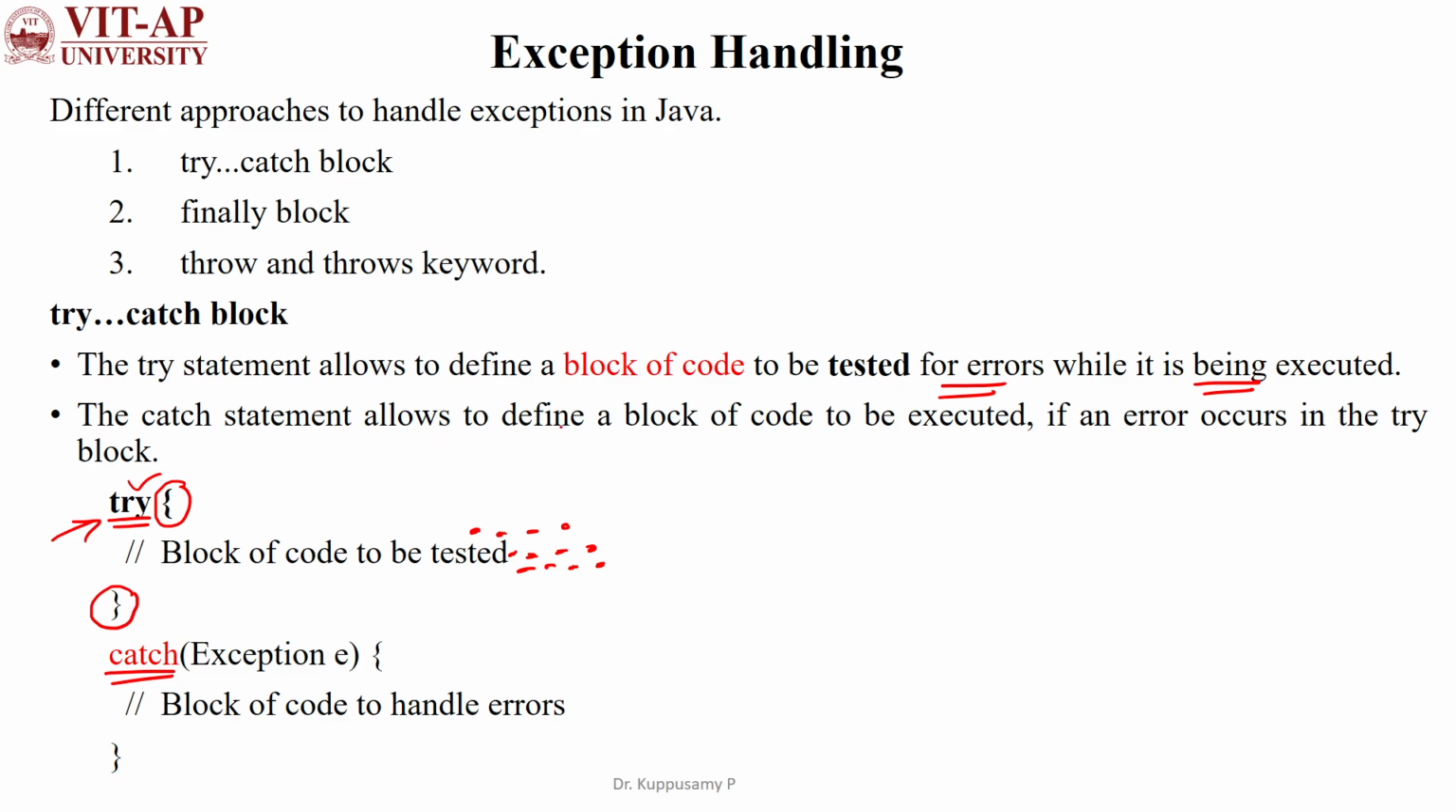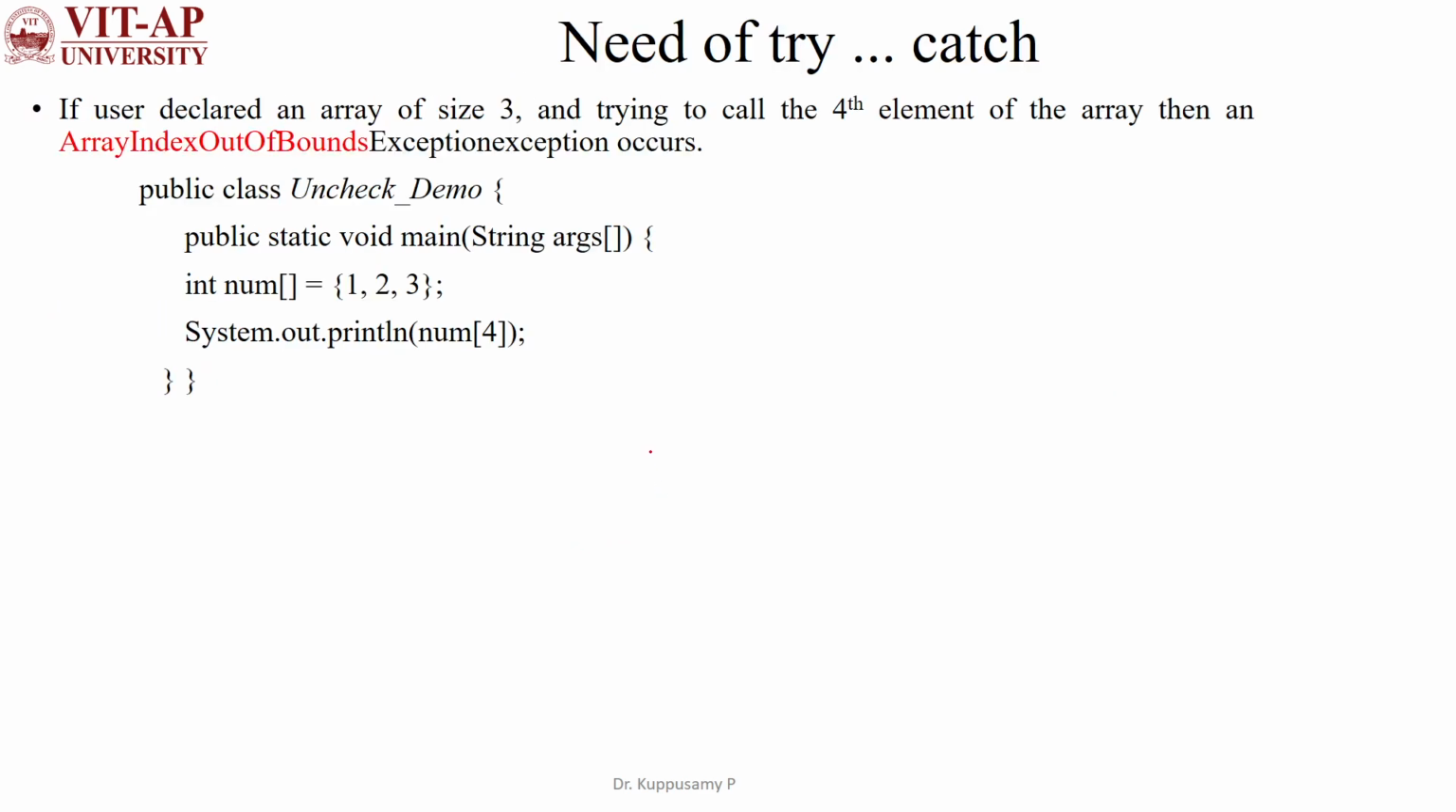The catch statement is allowing to define a block of code to be executed if an error is occurring inside the code which is testing inside the try block. Then this will give the notification to the user what is the error occurred in this code which is writing inside the try block. We will see the examples here.